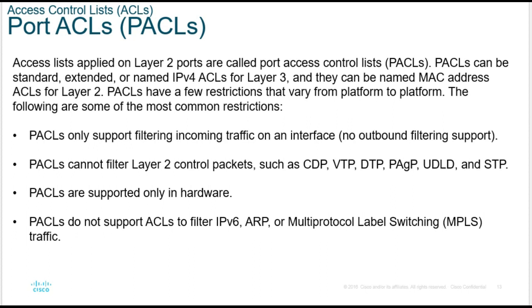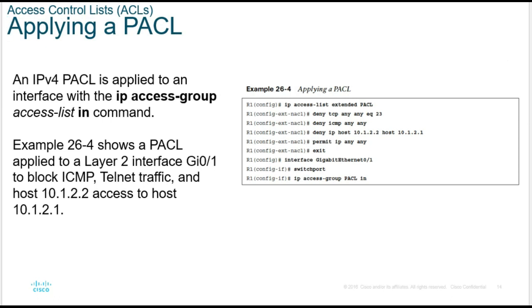Satu, PACL only support incoming traffic, so there's no filtering for outbound traffic. Next, you cannot filter control packets. Okay, control packets ni adalah contoh untuk management lah, contoh CDP, VTP, DTP ini adalah protokol yang kita gunakan untuk manage layer 2 switches. So kita tak boleh filter these kinds of protocols. Then PACLs are supported only in hardware because it is port based, and it does not support filter for IPv6, ARP, or MPLS.